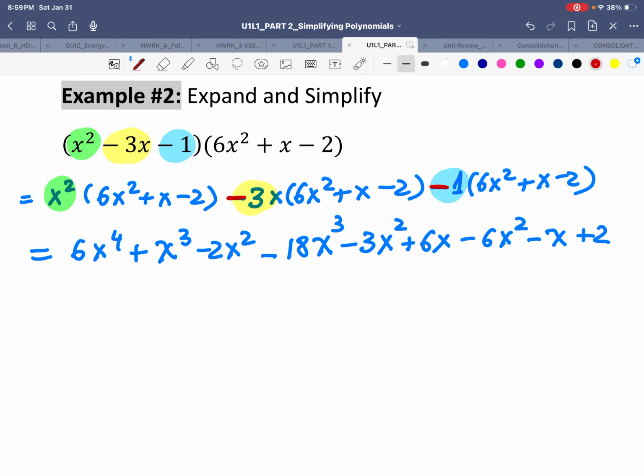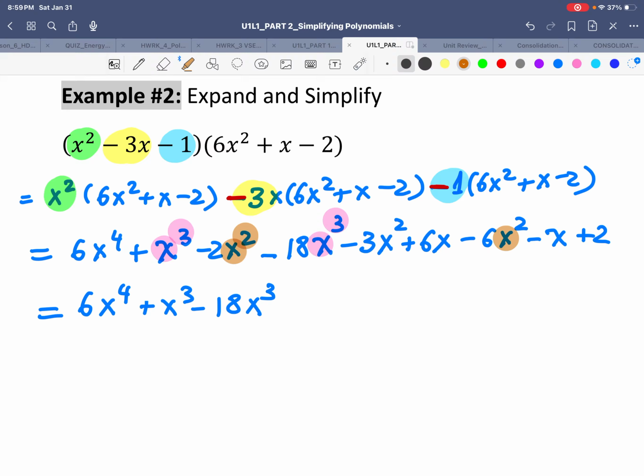Now, we are going to collect like terms, and that shouldn't be that difficult for us. What we have in here is just 6x to the power 4. That is on its own. There is only one term with that power. And then we have the x cubed terms. I see that we have only 2 of them, so plus x cubed minus 18x cubed. Next we have x squared terms, and it seems that we have 3 of them: negative 2x squared minus 3x squared minus 6x squared.